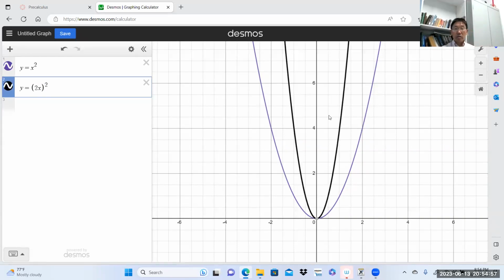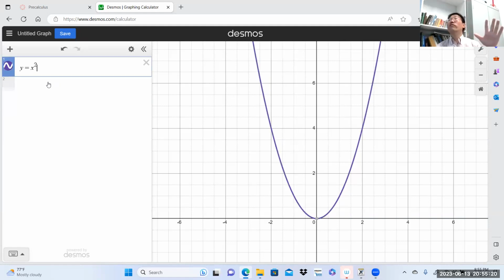What do you see? Compression or stretching? Compression, right? So the x squared is this purple curve, right? But when you have 2x squared, you get 4x squared. Basically, it looks like you compress the purple curve toward the y-axis. Got it? Now, what happens if I change that x to half of x?